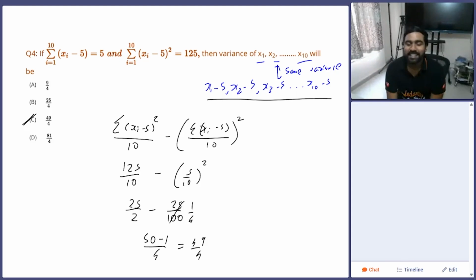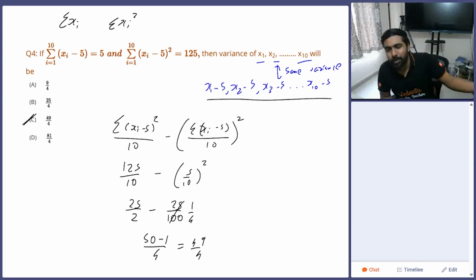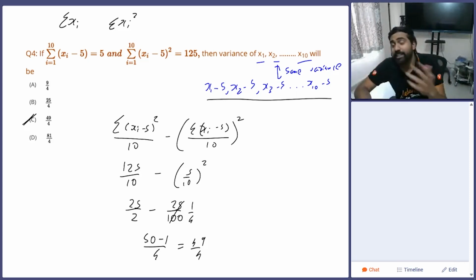Okay, everyone? Is the idea clear? A very simple, basic question this was. Now see, if you would have gone and tried to find what is summation xi, what is summation xi squared, you can very well do it. But here unnecessary effort you have to put in. Just by using the fact that variance does not change with origin, I can directly find the variance of xi minus 5, which is the same as the variance of x1, x2 over here. That's all I have to use.